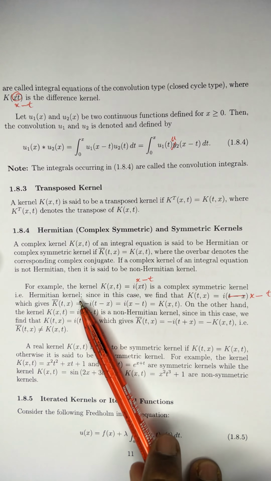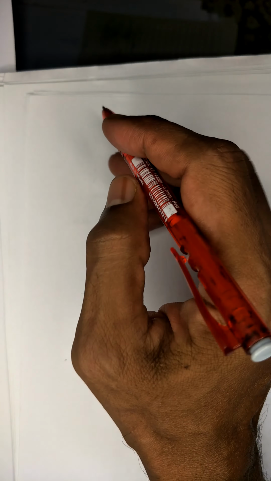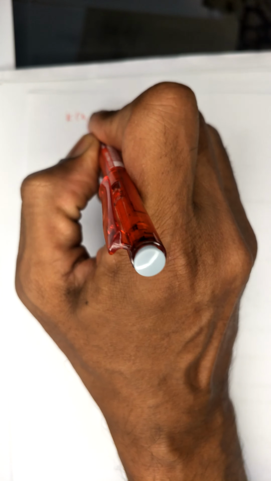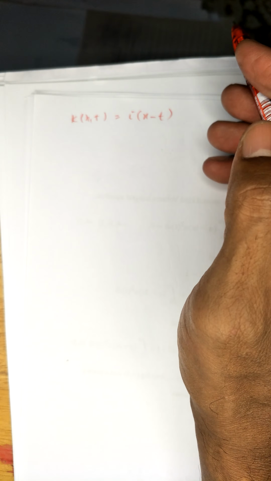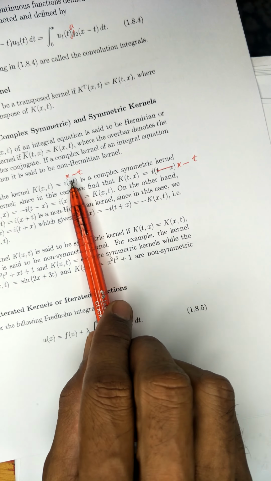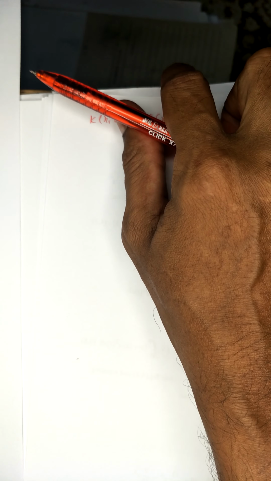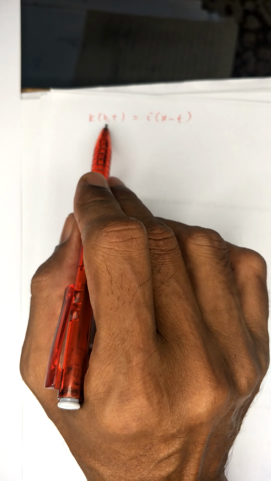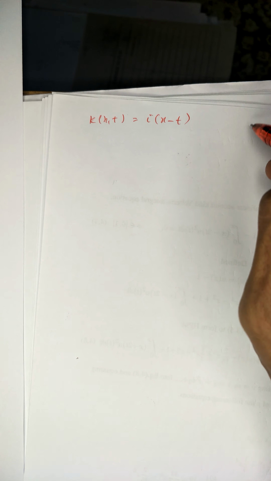So for example, the kernel K, let me give this in a bit more detail. If you have, for example, K(x, t) equal to i(x - t), change that in your notes. There's a typing error there, and as well as there. Remember that for the complex symmetric kernel, we have K(t, x) equal to K(x, t).